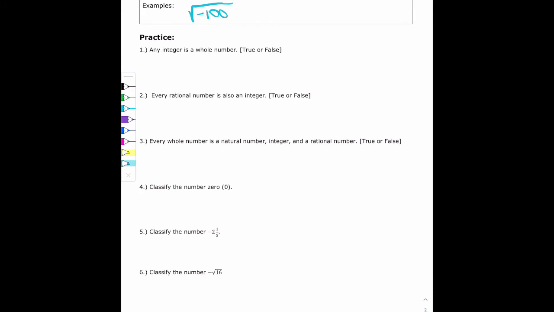The first one says any integer is a whole number. This should be false. Now, when it's false, it's good to put down next to it an example of why you're choosing false. So for example, I can give you an example that will contradict that: negative 2 is an integer, but not a whole number. Right? If you look back at your list, negatives are not included in the whole numbers.